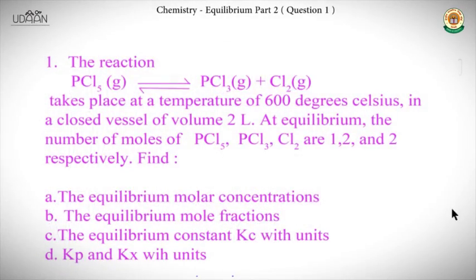So let's move on to the questions of chemical equilibrium now, and this is the first question, which says the reaction PCl5 gives PCl3 plus Cl2, takes place at a temperature of 600 degrees Celsius in a closed vessel of volume 2 liters. At equilibrium, the number of moles of PCl5, PCl3 and Cl2 are 1, 2 and 2 respectively. So the volume is 2 liters and the moles of PCl5, PCl3 and Cl2 given are 1, 2 and 2 respectively.